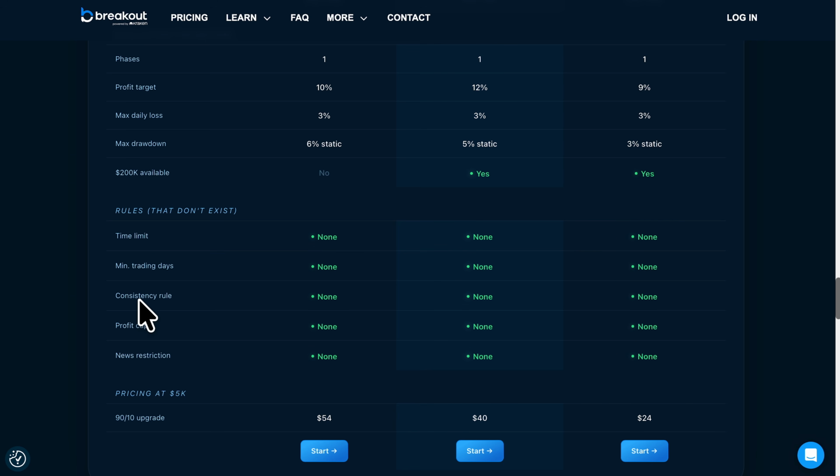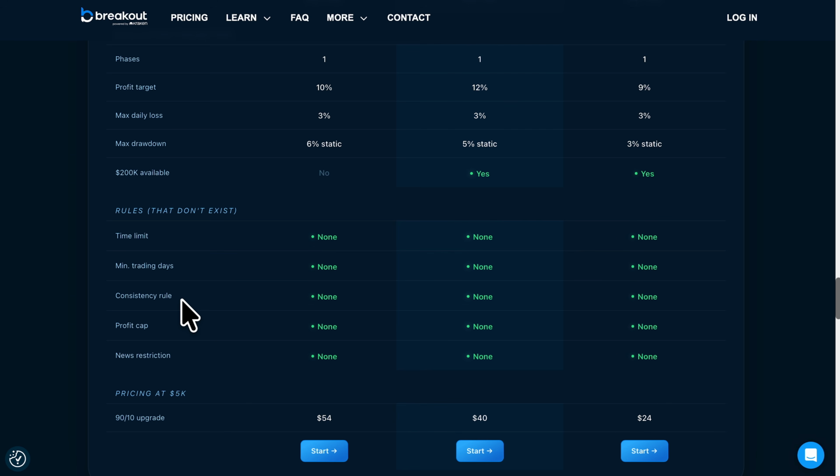Now, the next one, you have consistency rule. For this one, there is nothing like that. It means they're telling you that you must win almost the same amount of profit from all your trades. So for example, if you win $500 profit from a trade, on the next trade you must win maybe around $400 to $600. But if on the next trade you win, let's say, $2,000, they will close your account because the amounts are not close. I hope you get it.